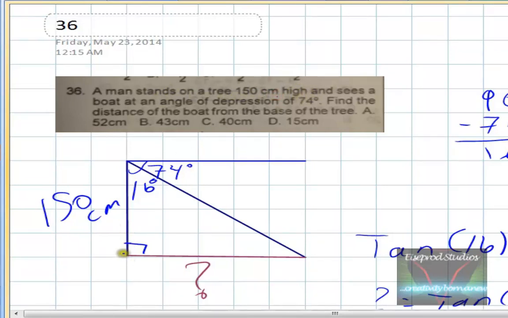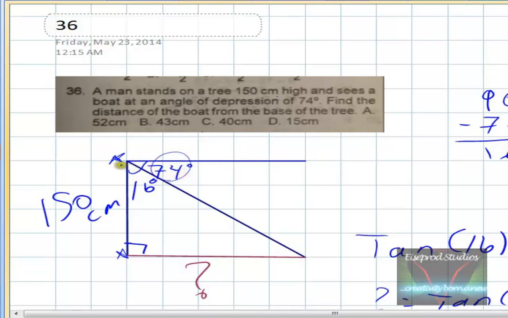So we're going to assume that down here is the base of the tree, and up here is where the man is standing. And he's 150 centimeters up, so I wrote 150 centimeters. And he sees a boat at an angle of depression of 74 degrees. So there's this line. The angle of depression is this line.